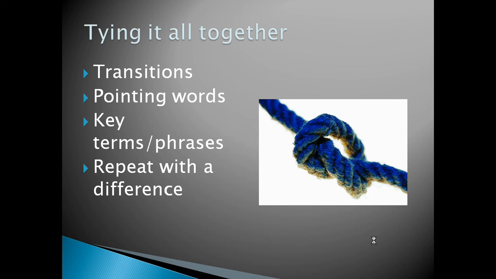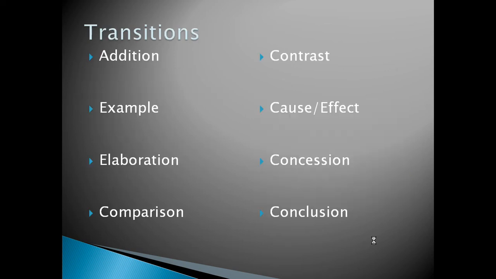The first chapter of Unit 3 talks about ways that you can transition using some key tips and tricks. These include transitions, pointing words, key terms and phrases, and repeating with a difference. We'll start by talking about transitions.